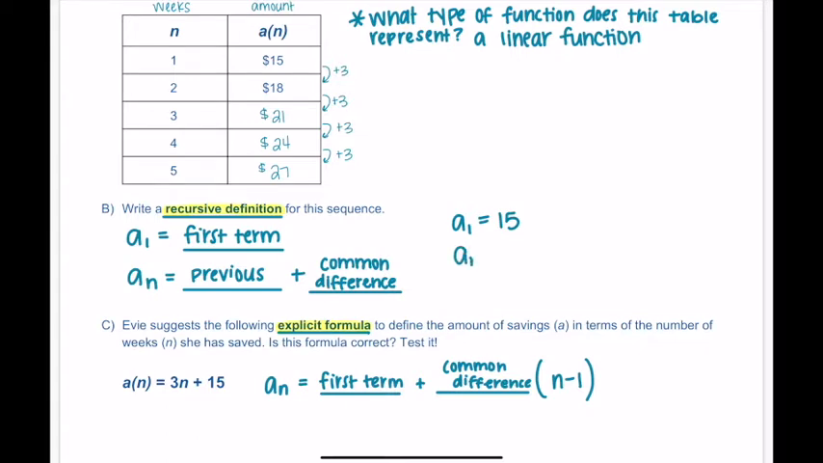Then every term after that, A sub n, is always the previous term, which is A sub n minus 1, plus the common difference, which was 3. So again, any term in the list is the previous term plus 3 in this case. So that's our recursive definition. Sometimes you'll see them in brackets like this.